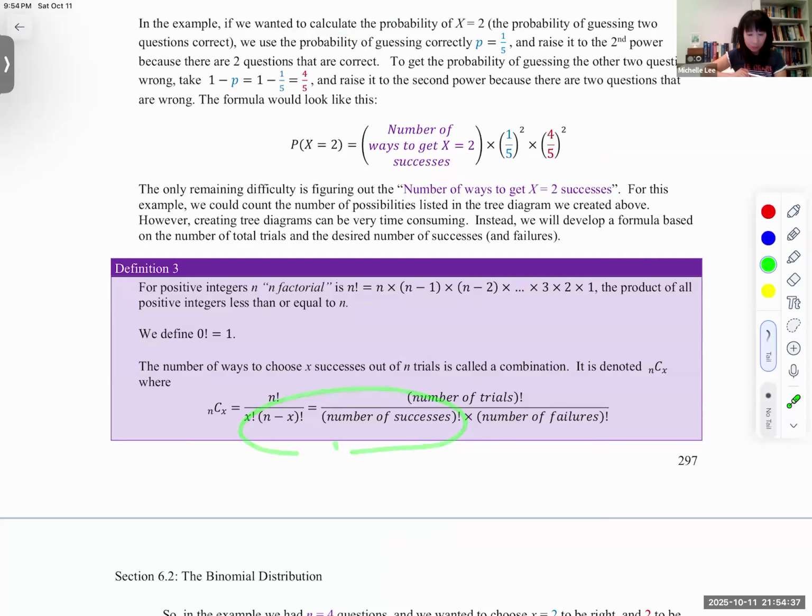Let's take a look. Okay, so this formula, which is from the combination. So combination, we have a number of trials factorial. So let me explain to you factorial later. And divided by number of successes factorial and times of number of failure. Okay. All right. So we want to understand the factorial first.